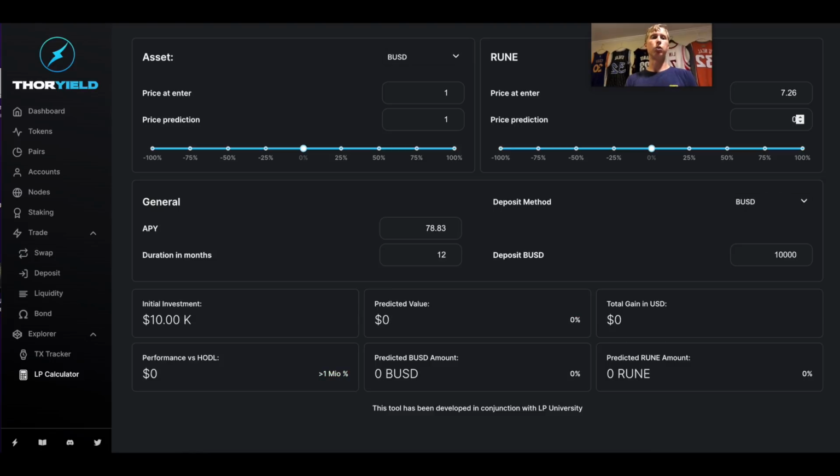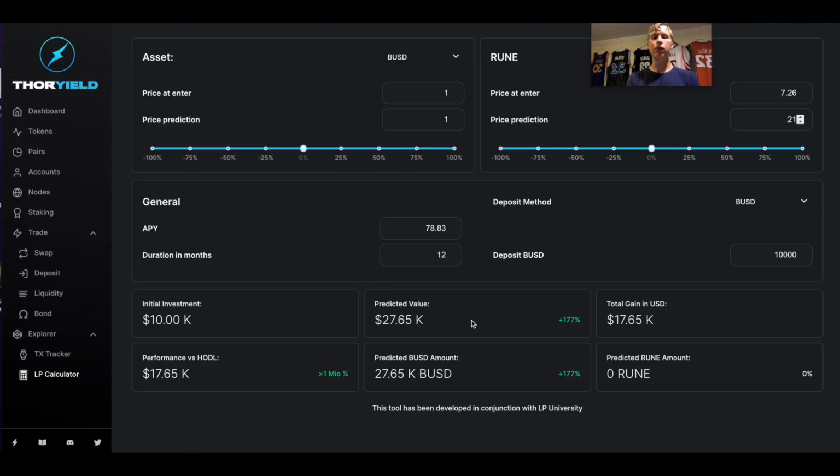So now let's show you what would happen. Let's say, for example, ThorChain goes to $21. You literally turn that $10,000 investment into $27,650. Let that sink in. You almost triple your money if ThorChain does a 3x. So you still get exposure to the 3x and you still get that interest. Just let that sink in.